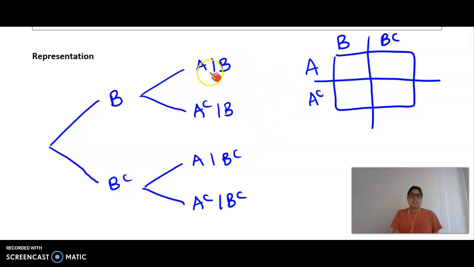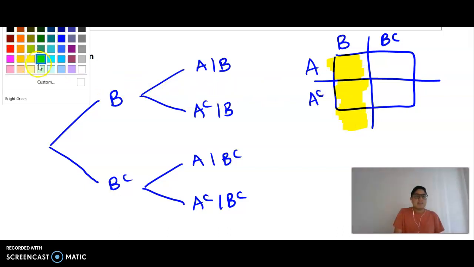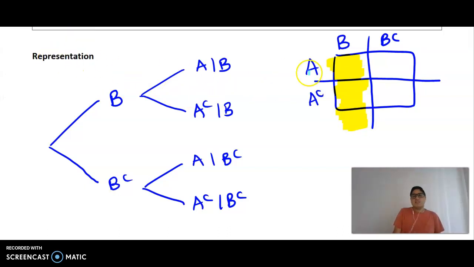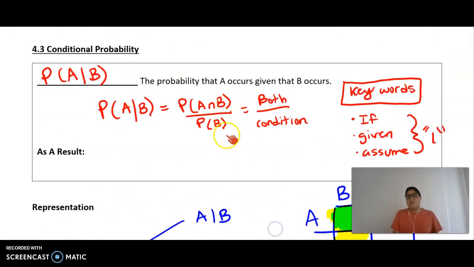Now, in notation, here is event B. All of this is event B. Right, so that is the total. Now, the area that I'm interested in is the both section. So for both, that would be this. It's basically the green over the yellow. So I want the both over the condition. So as a result, we have the following. P of A given B is the same as P of A and B divided by P of B.